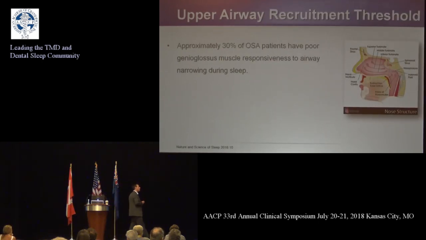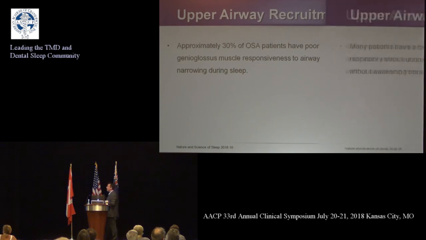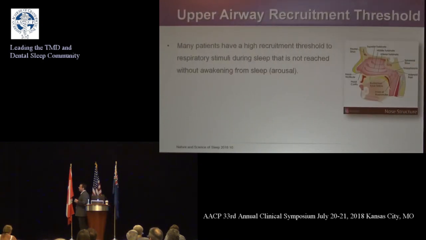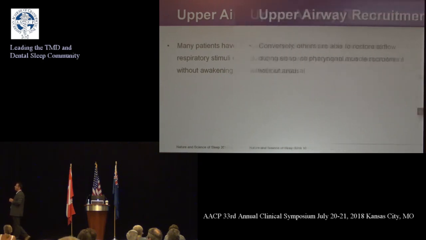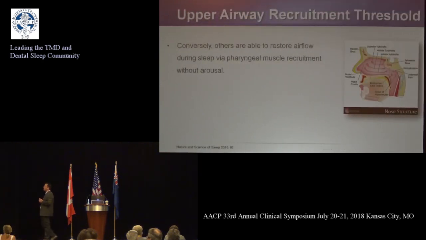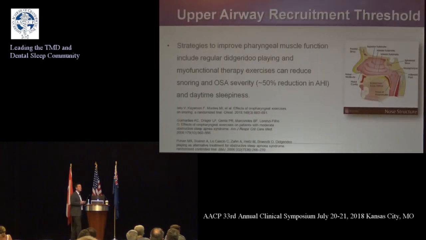30% of OSA patients have poor genioglossus muscle responsiveness to airway narrowing during sleep. Do these individuals have their tongue resting in the roof of the mouth during sleep? Or is their tongue falling back into the airways? Many patients have a high recruitment threshold to respiratory stimuli that is not reached without waking from sleep. Conversely, others are able to restore airflow during sleep via the pharyngeal muscle recruitment. This is where myofunctional therapy really comes in, to get these muscles to work harder.